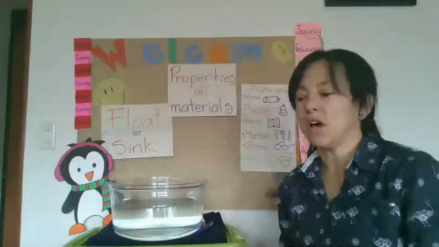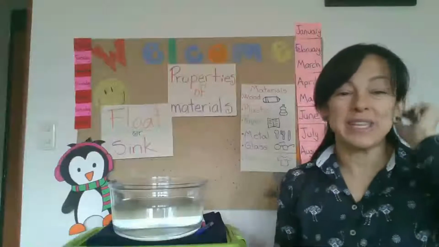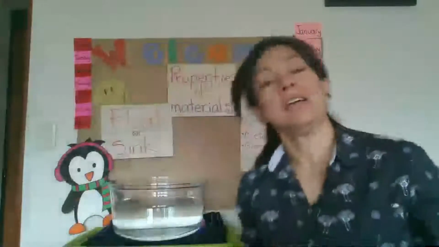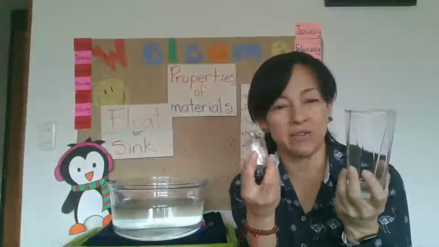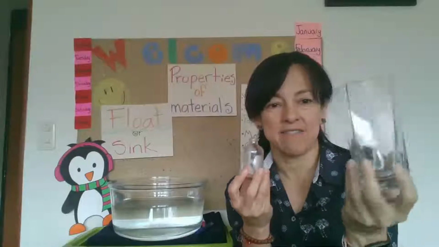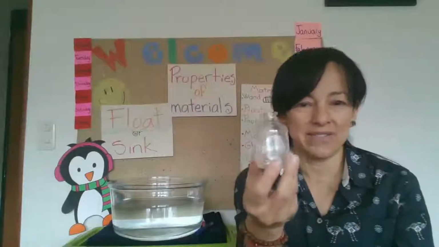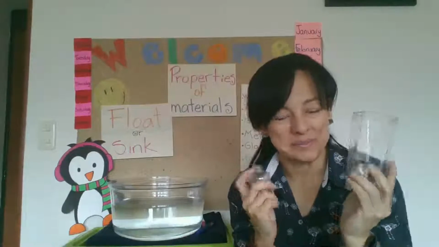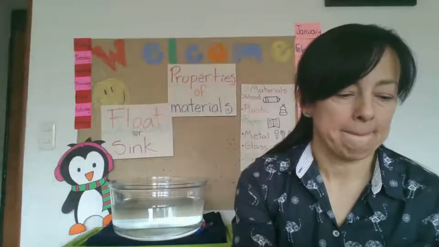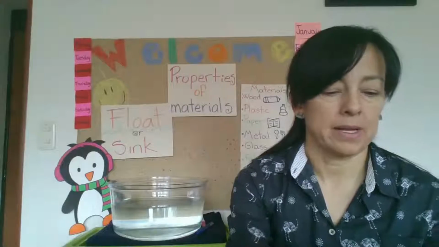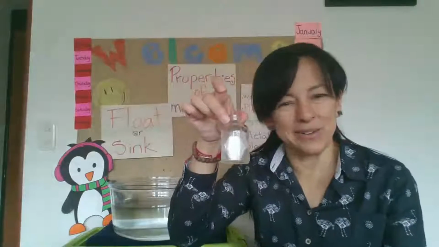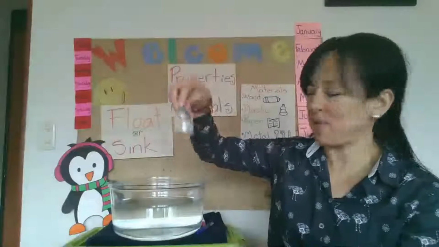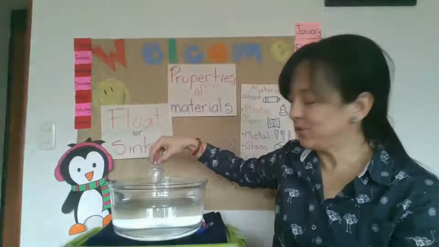Okay, so now we are going to try it with glass. I have here two different containers made of glass. I have a glass and I have this little bottle. Okay, so let's see what happened. Ready? Okay, let's try first with the little bottle. Are you ready? So let's see what happened.